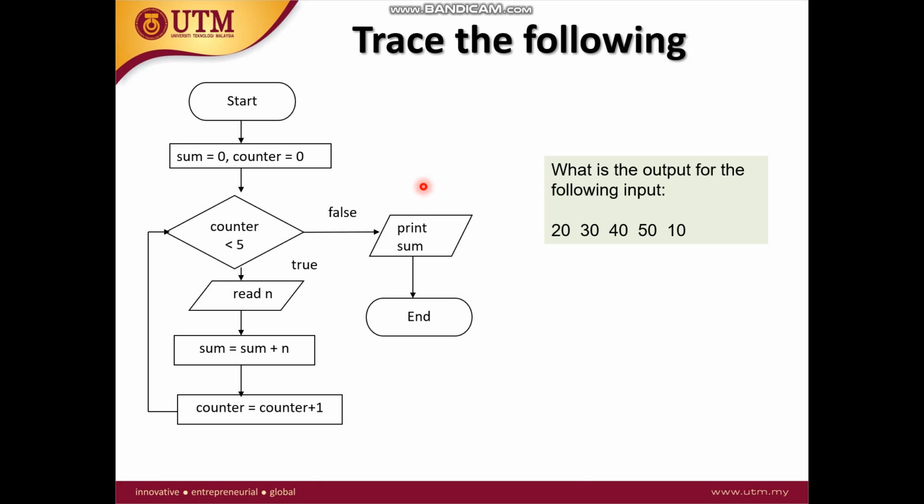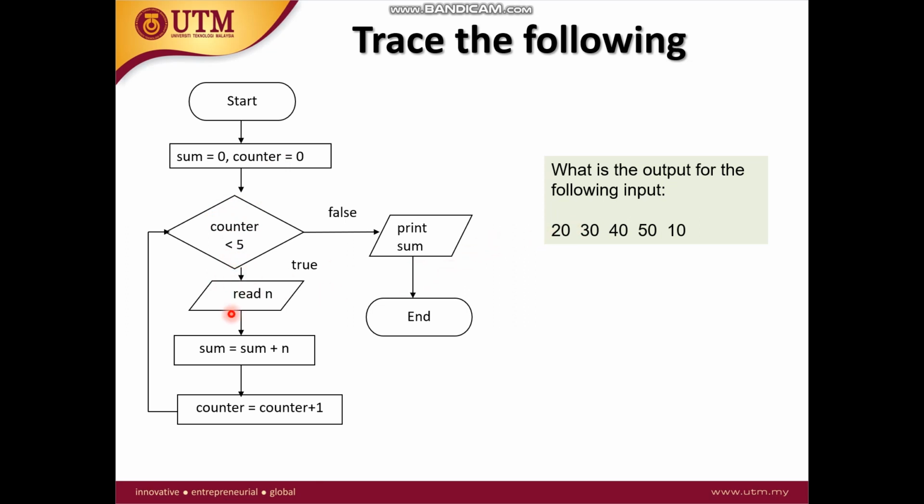Here we have a flow chart which we are testing, we are tracing something. For example, it asks what is the output for the following flow chart for the following inputs: 20, 30, 40, 50, 10. The flow chart starts with summation equals 0, counter equals 0, while the count is smaller than 5. Is 0 less than 5? Yes, read n.